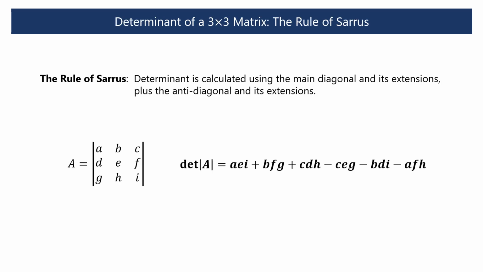We already know how to compute the determinant of a 2x2 matrix. For a 3x3 matrix, computing the determinant is slightly more complex. We can use the rule of Sarrus or cofactor expansion to compute the determinant of a 3x3 matrix. First, let's apply the rule of Sarrus. In this method, the determinant is calculated using the main diagonal and its extensions, plus the anti-diagonal and its extensions.